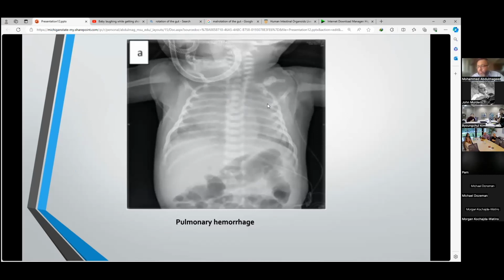There's a picture of pulmonary hemorrhage, as you can see. It's not different from pneumonia or RDS. It's all white lines. The only difference is blood coming out of the mouth, or if the baby has an ETT tube, it will be coming out of the ETT.